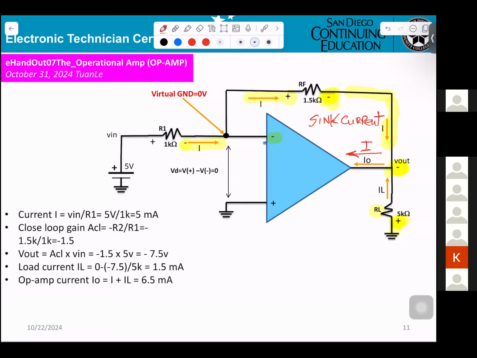That means the op amp pulls the current into it. That's what they call a sink current. Hey, Mr. Pham. Yeah.